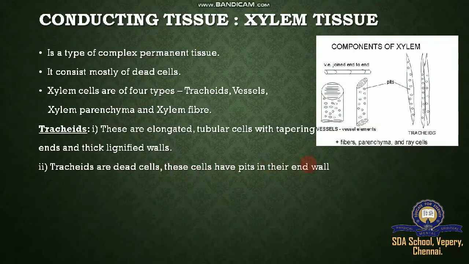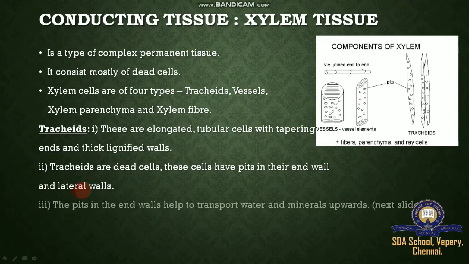These cells have pits in their end wall, so here are small openings. Both the end wall as well as the entire parts of the trachea are responsible for transporting water from a lower level to a higher level. The pits in the end wall help to transport water and minerals upwards, by capillarity, otherwise called suction force. With the help of that force, water moves from lower level to higher level through the xylem tracheas.